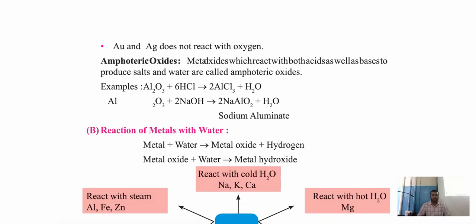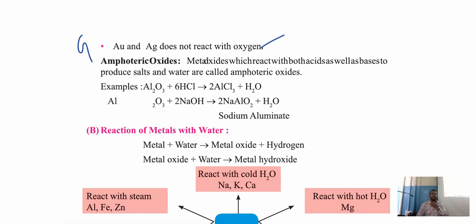Then Au means aurum, that is gold, and Ag means silver. Gold and silver do not react with oxygen. This is a special property. Almost everything we have seen reacts with air or oxygen, but gold and silver do not react with oxygen. This also can be a give reason question.